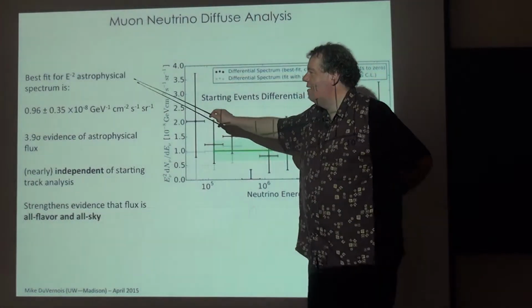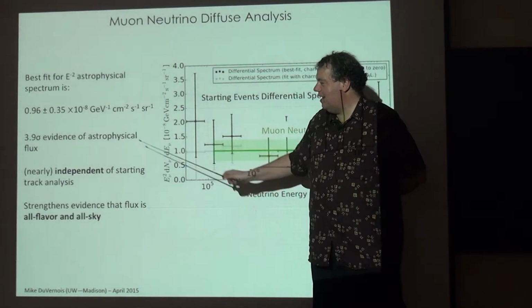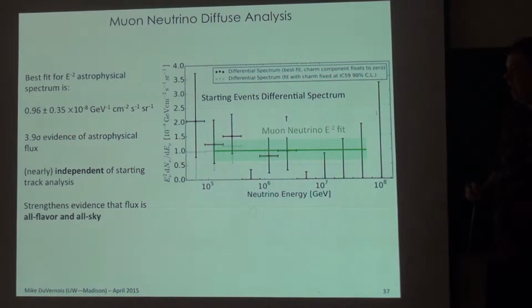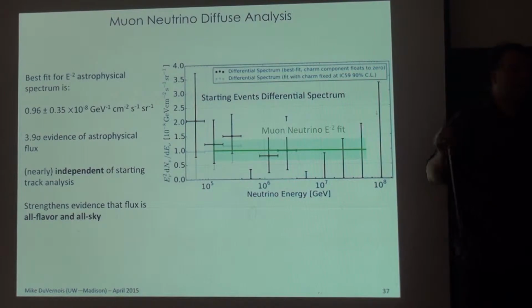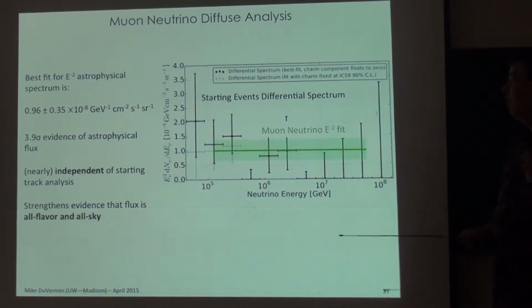A similar thing, do a best fit for e to the -2. Here the evidence for astrophysical flux is significantly weaker, but other than those handful of events, it may fall into both analyses. This is really an independent look at the flux, and makes it clear that the northern and southern skies are compatible in neutrinos, and that we're seeing all of the flavors.